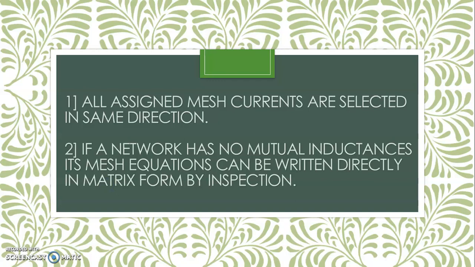The important points which you have to remember: first, all assigned mesh currents are selected in the same direction. Second point, if a network has no mutual inductances, its mesh equations can be written directly in matrix form by inspection. So let us take one example to understand this.